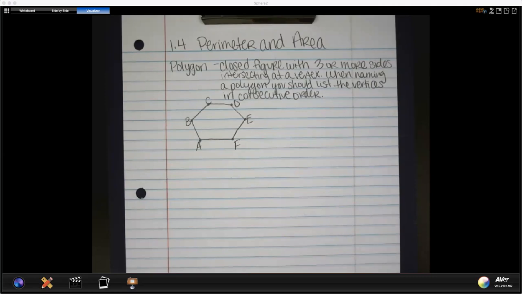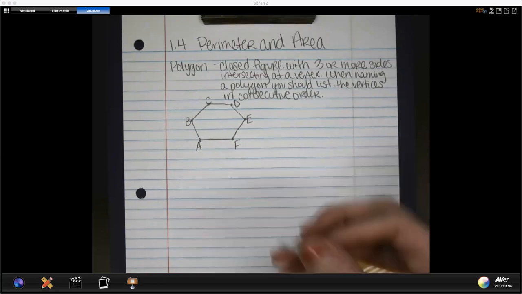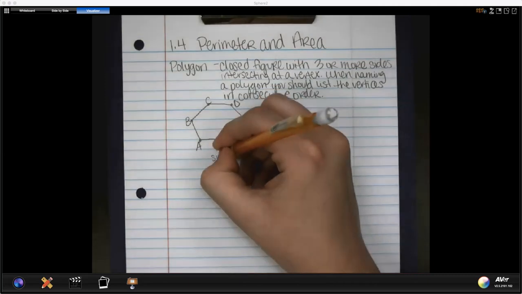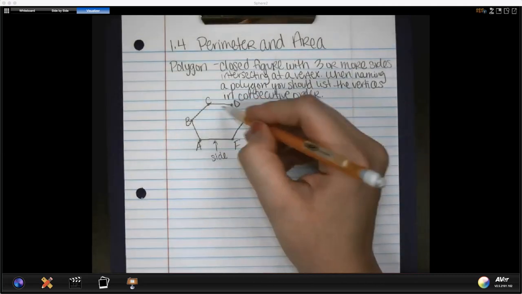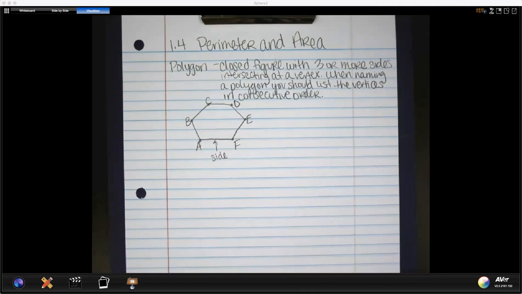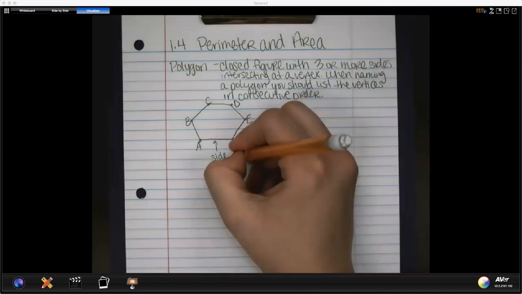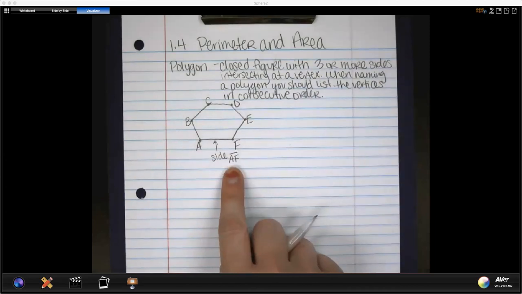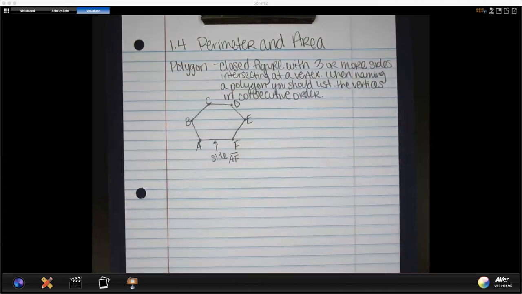All right, so on this image, what would be considered a side? Yep. Yeah, that would be perfectly fine. This would be considered a side. Okay, A to F, AB, BC, CD, DE, EF. All of these are the sides of our polygon. So like you said, you could say side AF as a segment. So you have little segments making up your polygon.